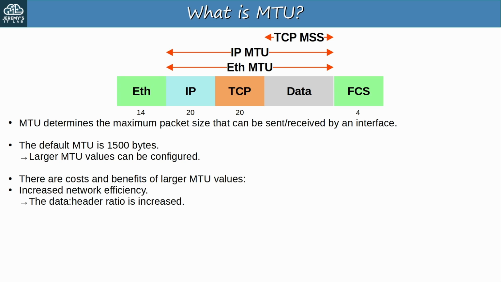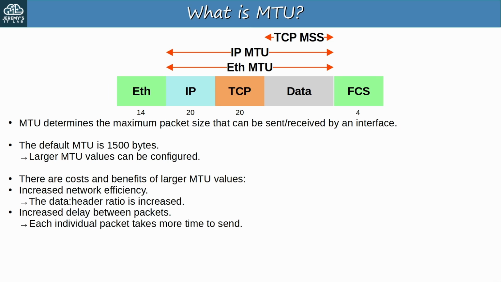So a large MTU value seems like a great thing, but there are downsides. A larger MTU value can increase the network delay because each individual packet takes more time to send. As one huge packet is being sent, others have to wait in the queue, which can cause delays. Also, with a larger MTU value, packets are more susceptible to corruption. Just for example, let's say there's a 1% error rate.